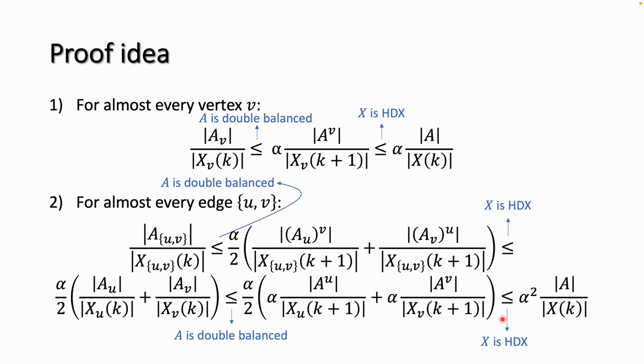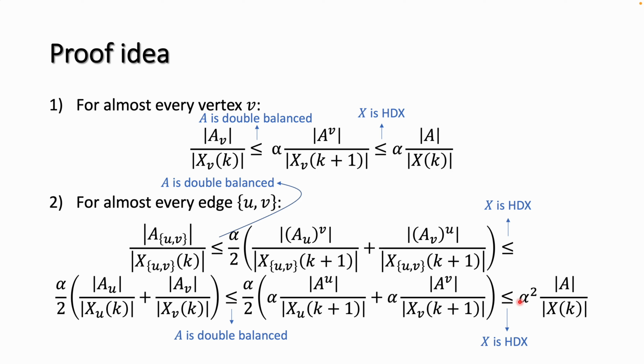If we look at a higher dimensional face, then we have more steps. But the idea is that if A is small enough, then it's also almost pseudorandom. That's the idea: we use this combination of two perspectives. So we have that being double balanced is sort of a pseudorandom property.